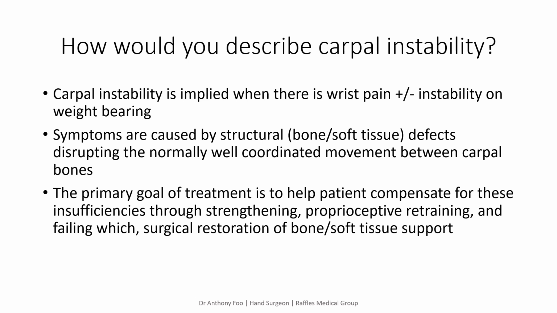So we've come to the end of the talk, and for me, I would describe carpal instability as a condition implied when there is wrist pain with or without instability on weight bearing. The symptoms are caused by structural defects, disrupting the normal coordinated movement between the carpal bones. The primary goal of treatment is to help the patient compensate for these insufficiencies through strengthening and proprioceptive training, and of course, only when these conservative measures are not successful, surgical restoration of bone and soft tissue support would be considered.